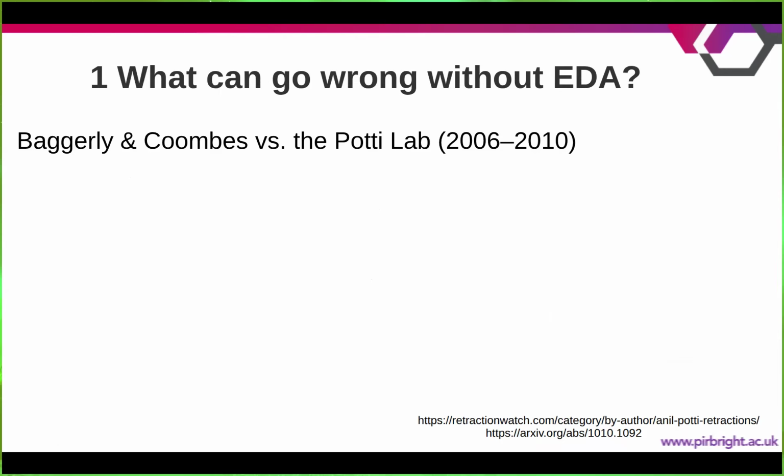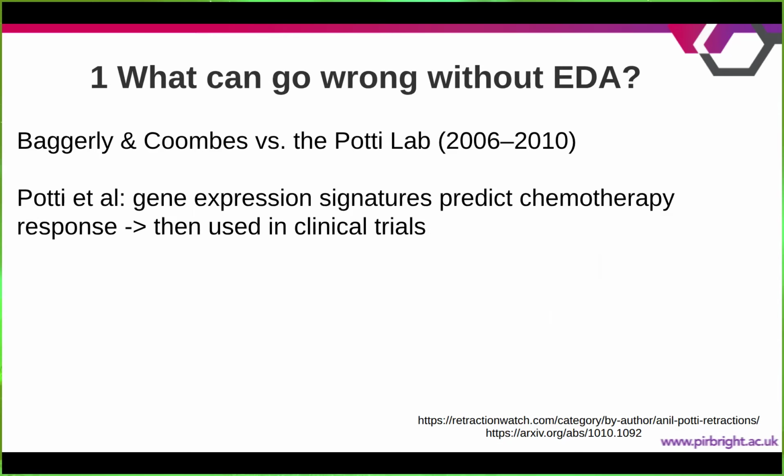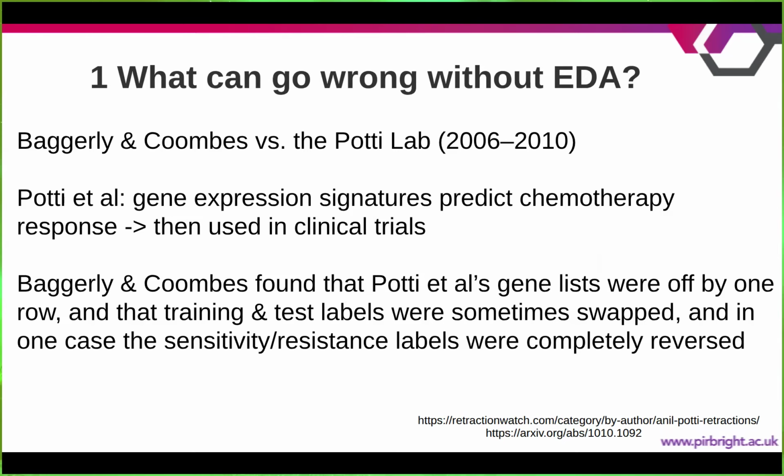So what can go wrong without EDA? There's an example from Baggerly and Coombes versus the Potti lab from 2006, and Potti et al. have published work saying that gene expression signatures predict chemotherapy responses, and then these were used in clinical trials. So again, it has impacts on patients who are taking part in clinical trials for chemotherapy treatments. So this is very, very important and potentially can affect people's chances of survival versus death.